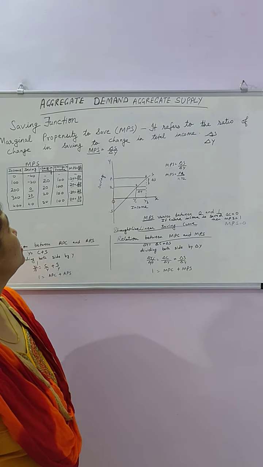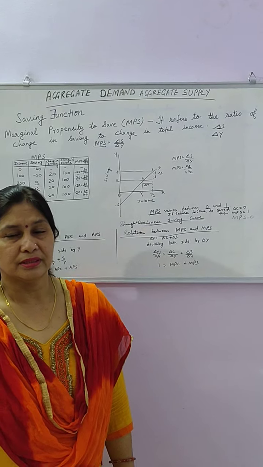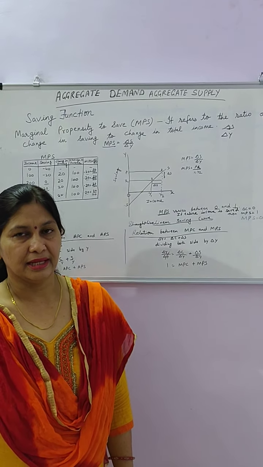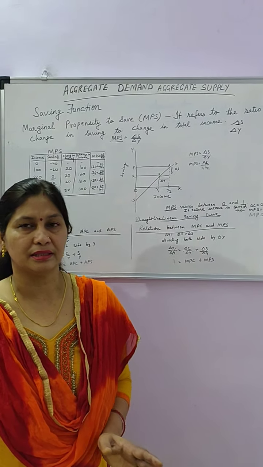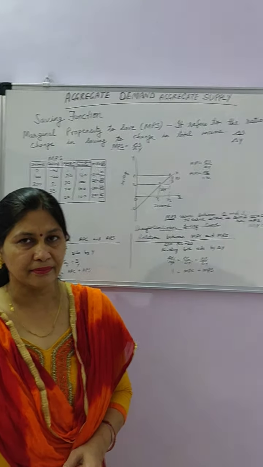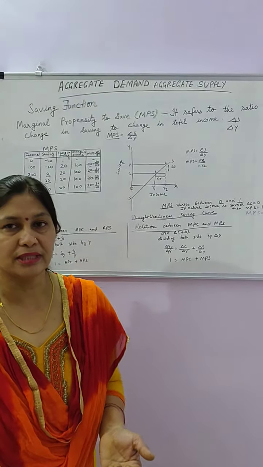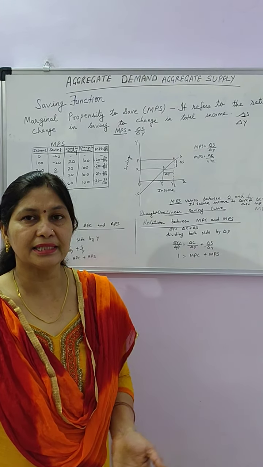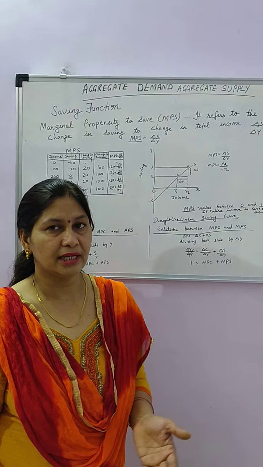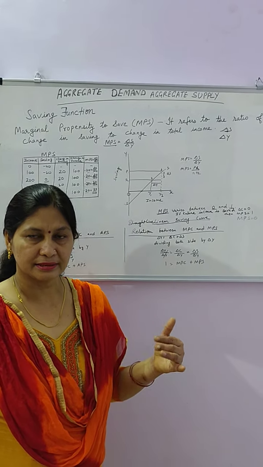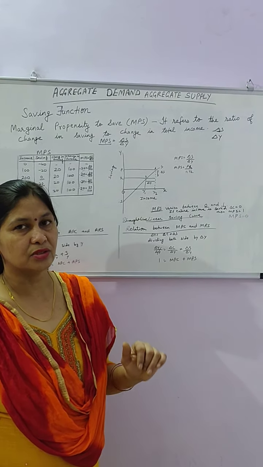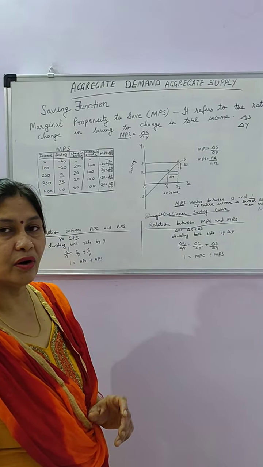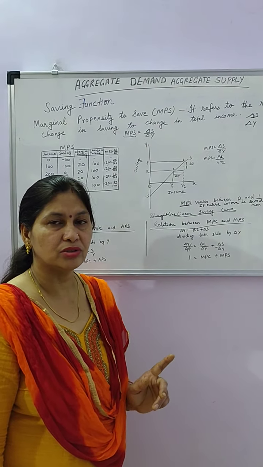Today I have explained the different propensities to save, that is average propensity to save and marginal propensity to save. Average propensity to save is the total saving from total income, and marginal propensity to save is the additional saving from additional income. Due to the additional increase in income, your additional saving also rises, and this is known as MPS, that is marginal propensity to save.